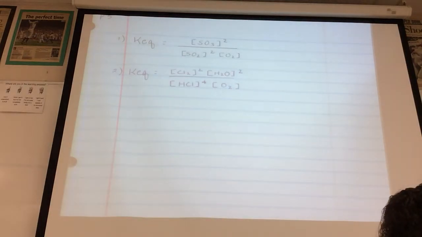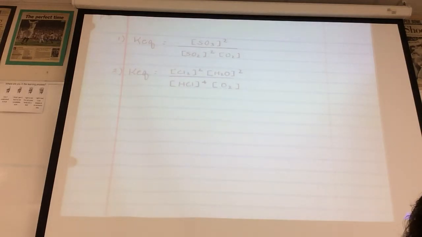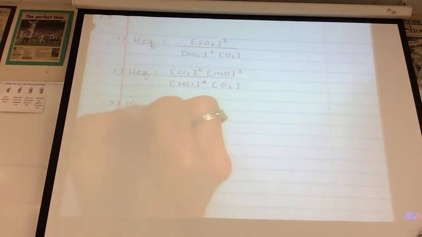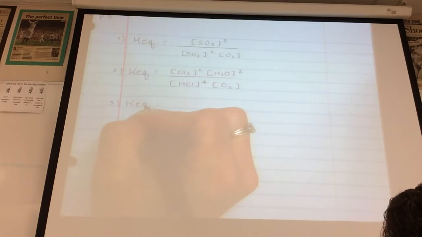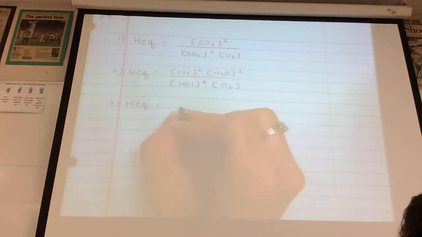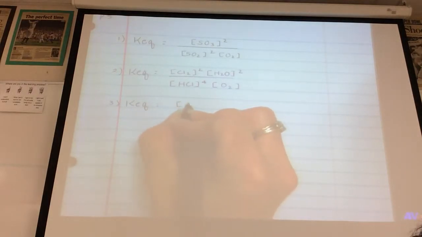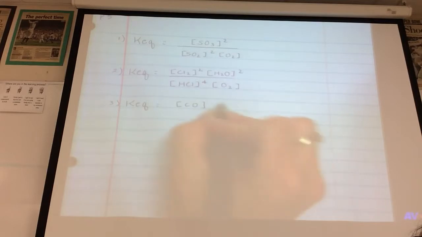Okay, now remember, only gases or aqueous substances are included in KEQ expressions. So let's try number three. I'll do this one with you, and then we'll give four a shot. On number three, I see carbon, a solid, reacting with carbon dioxide, a gas, generates carbon monoxide. So carbon monoxide is my product. It goes in the numerator. It's raised to the power of 2.